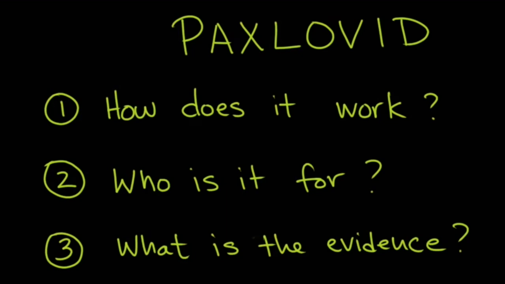PAXLOVID is one of the first oral medications that's been given emergency use authorization from the FDA to reduce hospitalizations and death from COVID-19. But to understand how PAXLOVID works, we have to understand how the virus infects and reproduces in the human cell. So let's take a look at the human cell. And here's the cell membrane. And here we have the nucleus.